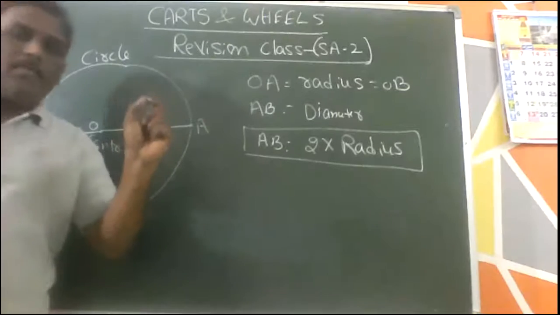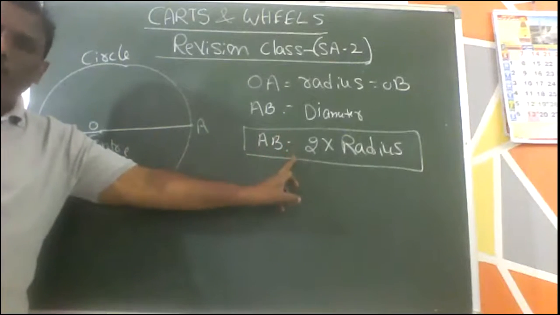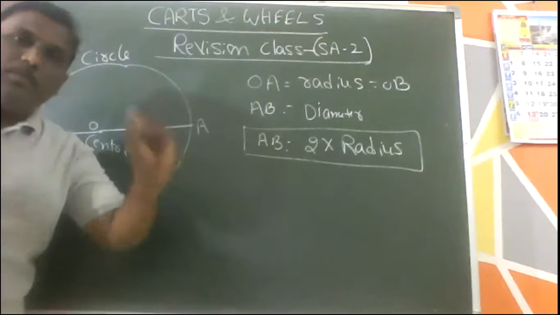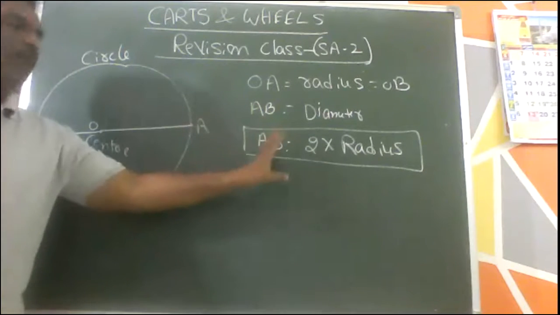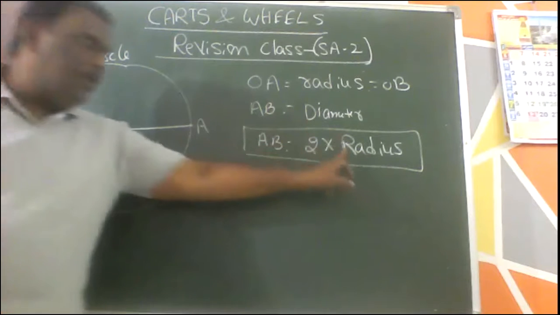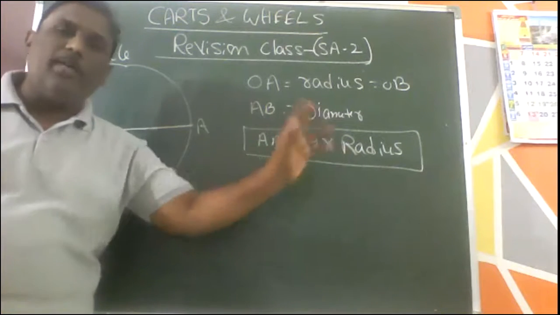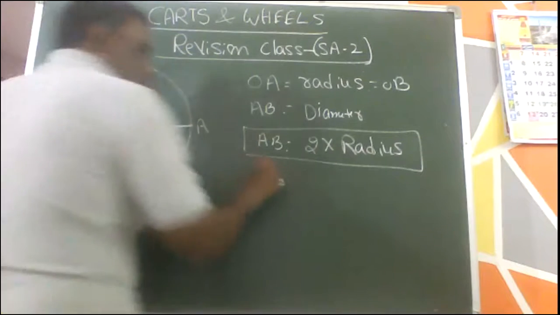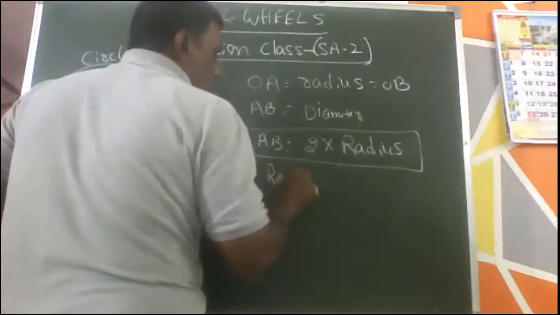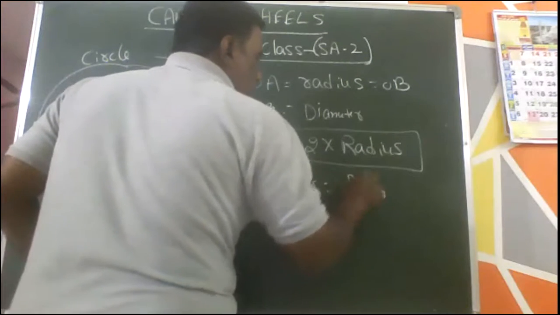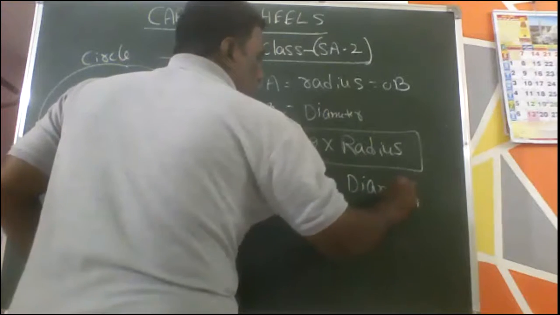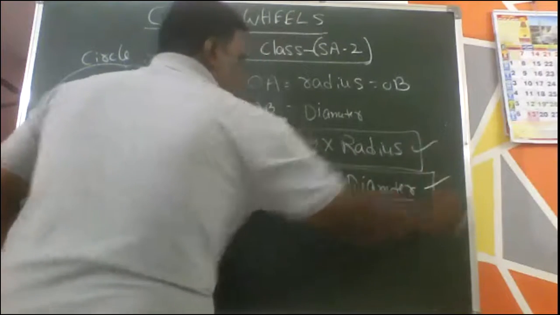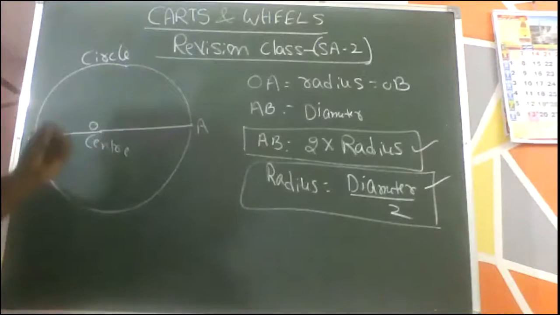You will get maximum problems based on this formula. Radius will be given, you have to find the diameter. Sometimes the diameter will be given, you have to find the radius. When the radius is given, multiply by 2 to get the diameter. If the diameter is given, divide by 2 to get the radius. So radius will be diameter divided by 2. These two formulae will help us solve maximum problems of this kind.